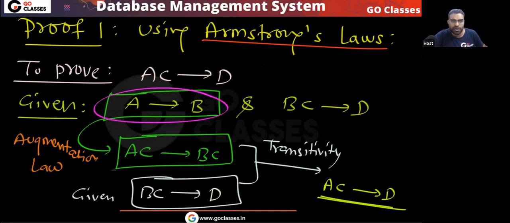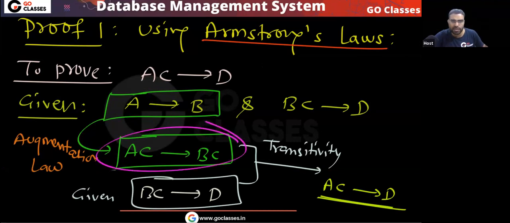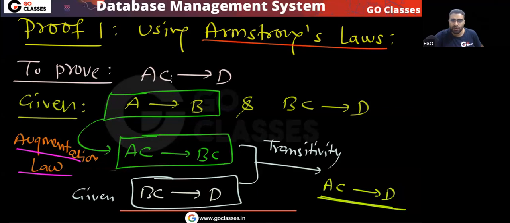See, very simple point. This is given to you, A determining B. You can apply augmentation law and you will get AC determining BC. This is your augmentation law. Now, BC determining D is already given to you. So you can apply transitivity and you will get AC determining D. This is your proof number 1.